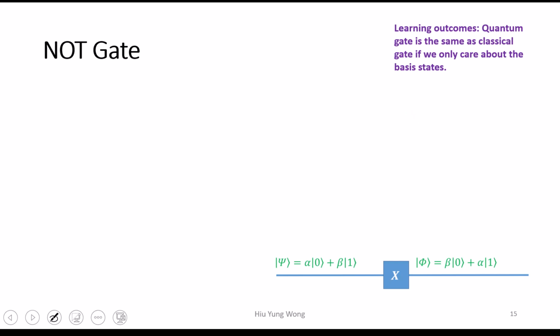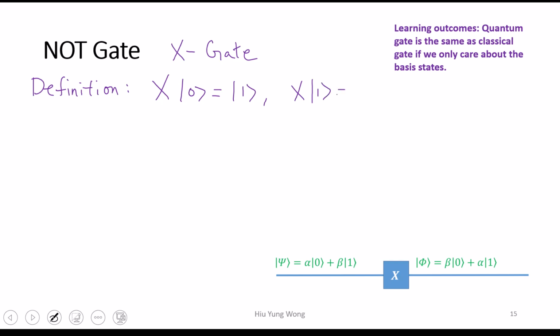The NOT gate, sometimes we call it the X gate, it is just a name or a symbol. This is the definition. As I said earlier, you define a gate by how it rotates the basis states. X applied to 0 gives you 1. X applied to 1 gives you 0. This is the definition, no argument. Because of this definition, I can represent X as 0, 1, 1, 0, because this will do the job. Why?